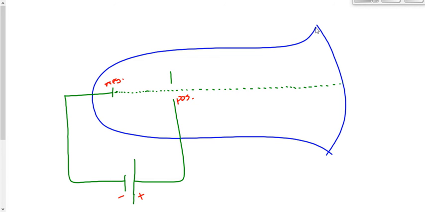Now, lots of people prior to Thomson had observed this. Lots of people had seen this mysterious beam going from this negative terminal to the positive terminal, but nobody knew what they were. They called them cathode rays because they left, and this is going to be confusing if you've taken chemistry, because they left the cathode and went toward the anode. Cathode rays left the cathode and went toward the anode. We call the negative terminal the cathode.